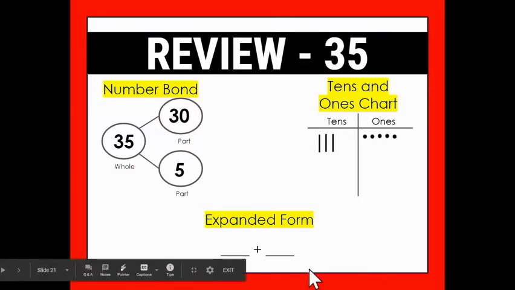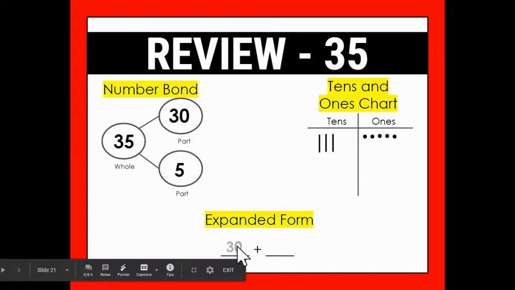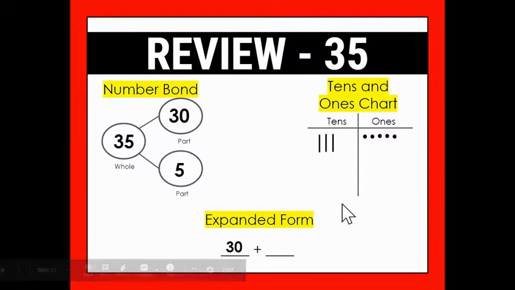And finally, we're going to look at expanded form. So looking at the tens first, I have a 3 in the tens. I know the value of that 3 is 30. And then I'm going to look at my ones. I have a 5 in the ones, and the value of that 5 is just 5. So it will be 30 plus 5.